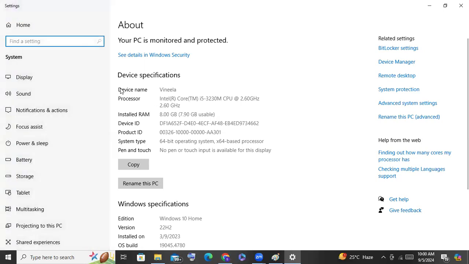All right. So, what is my device name? What is the processor that we have? You would see that I have an i5 processor, which is a 3230M CPU. This is an Intel Core processor. And what is the RAM that I have? I have 8 GB of RAM. And what is the operating system that I have? I have a 64-bit operating system.